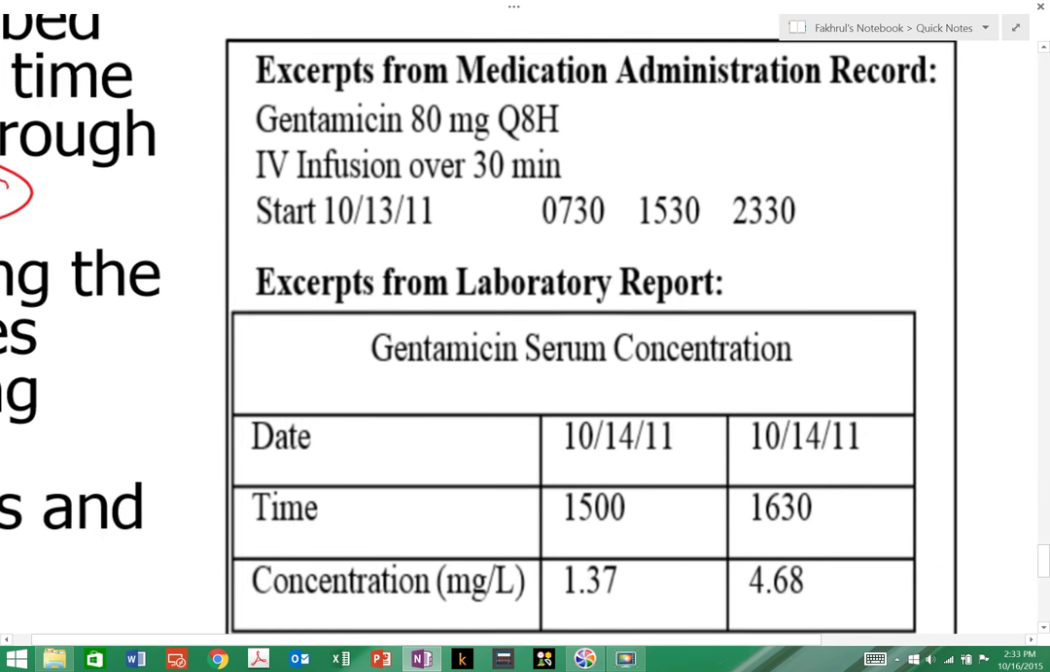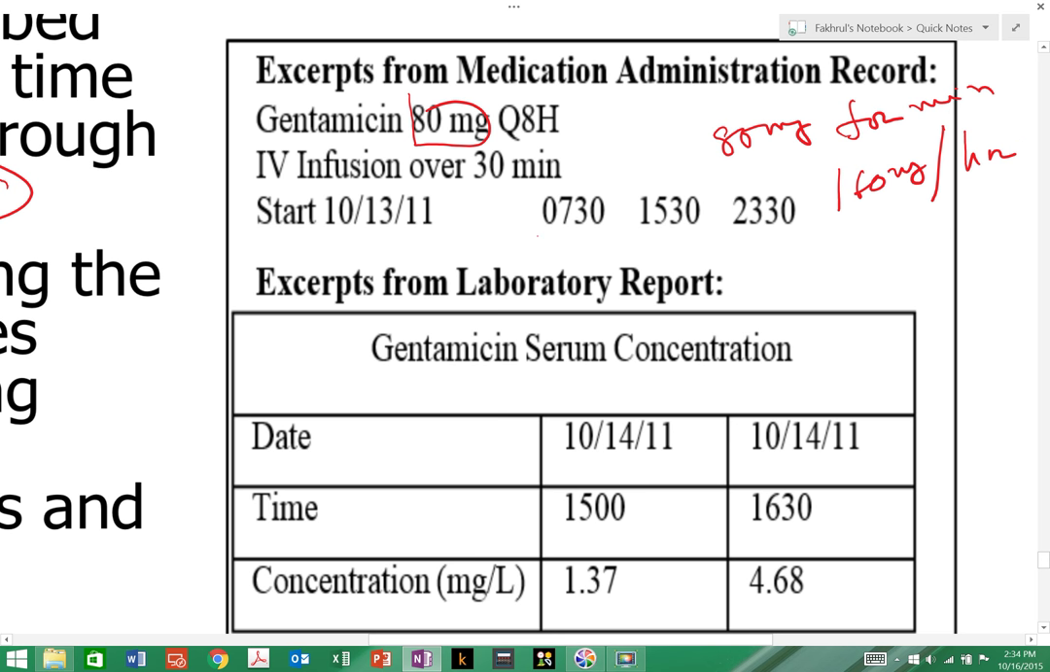Here it is 80 milligram every 8 hours and infusion over 30 minutes. So what would be the infusion rate here? Any clue? I'll give you 1 minute. What will be the infusion rate? You are administering 80 milligram over 30 minutes. So the infusion rate would be 160 milligram per hour.